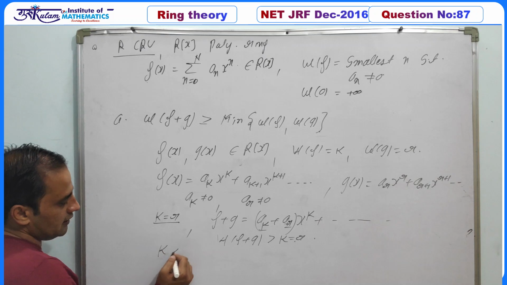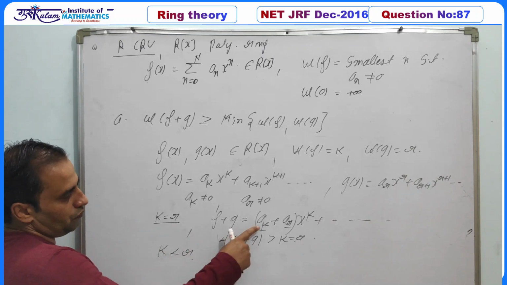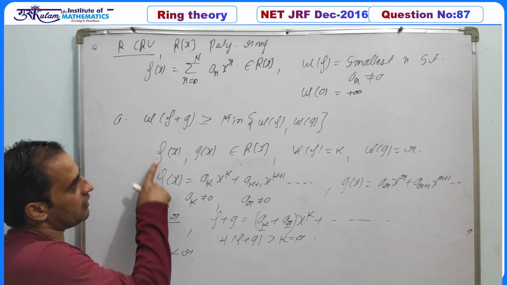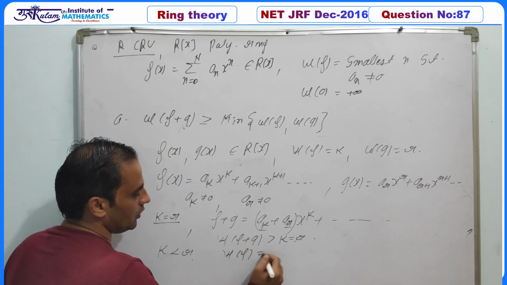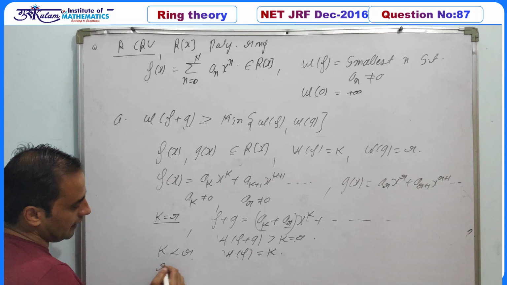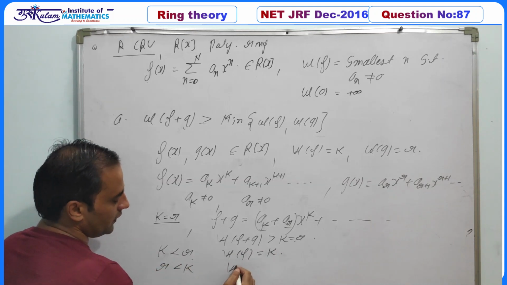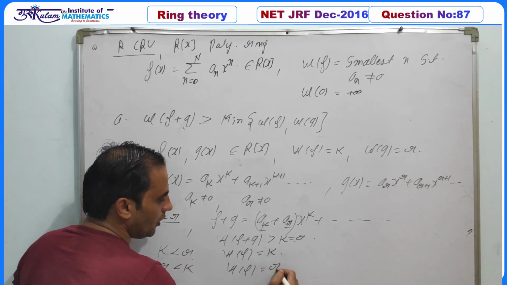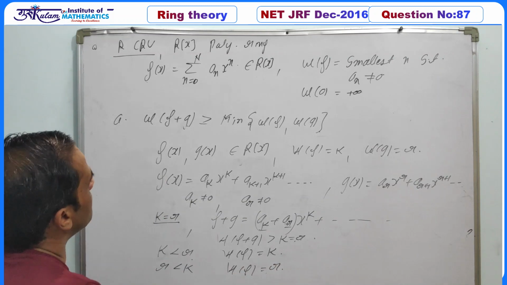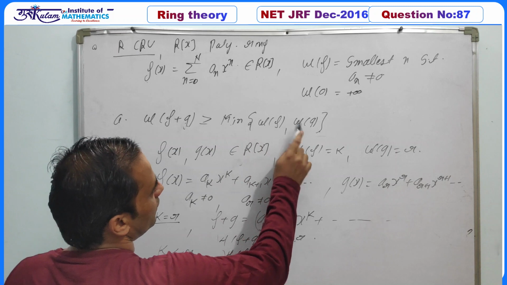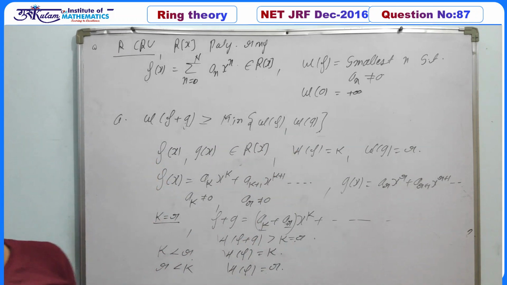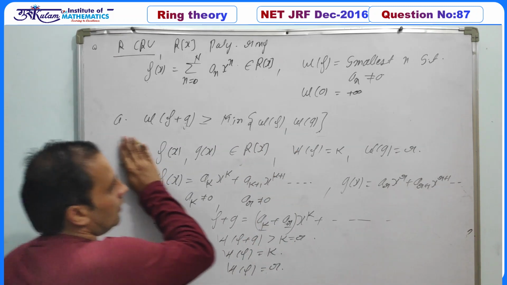Now if k is less than r, the first coefficient is a_k because we are taking the sum of two polynomials, so definitely W(f+g) is equal to k. And if r is less than k, then W(f+g) is obviously equal to r. Hence W(f+g) must be at least the minimum of W(f) and W(g). So your first option is definitely a correct option.